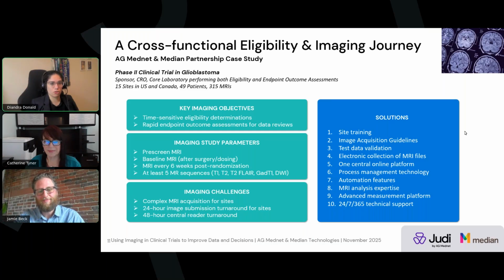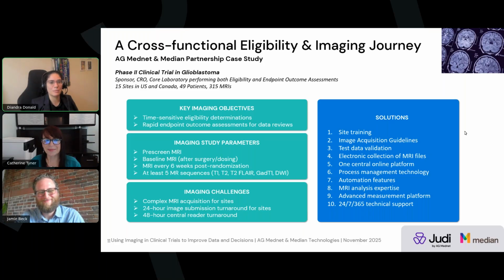This study was a phase 2 study that involved 15 sites across US and Canada with the inclusion of 49 patients. High quality MRI images were required to be collected every 6 weeks, and at least 5 MRI sequences were required to be collected. Sites were requested to upload these images to Median within 24 hours of acquisition. Once images were received in accordance with the image acquisition guidelines, central reader analysis was required to be assessed within 48 hours.